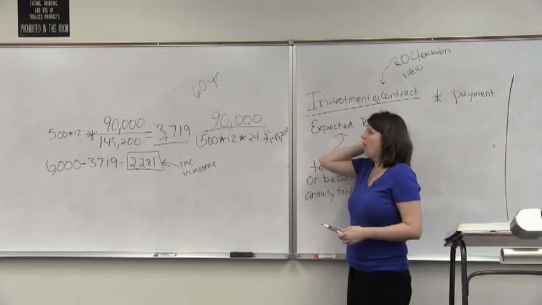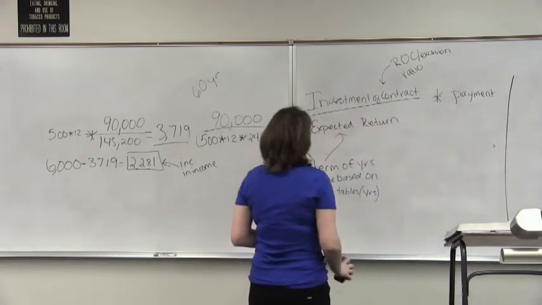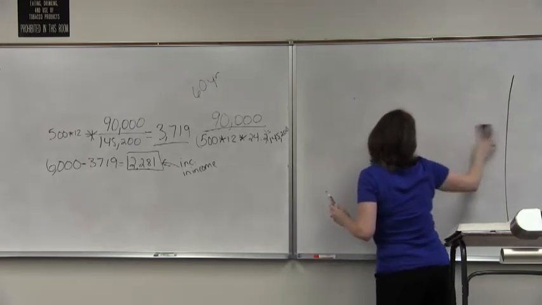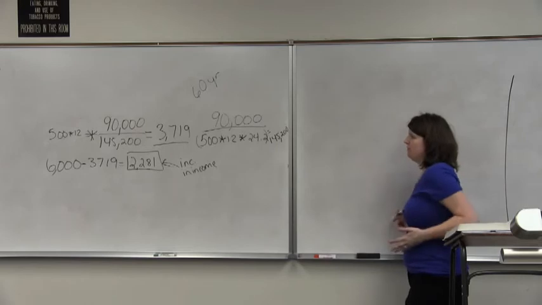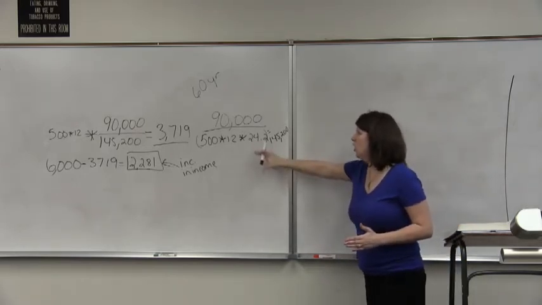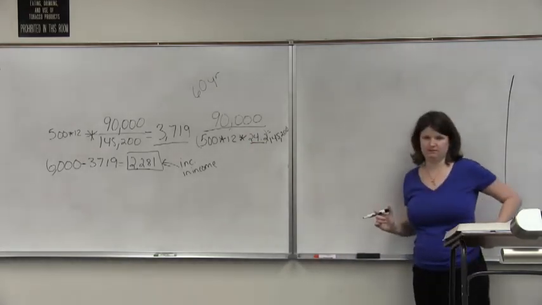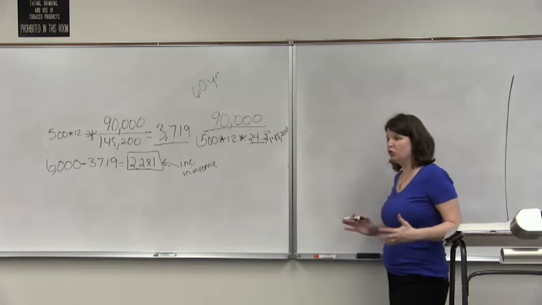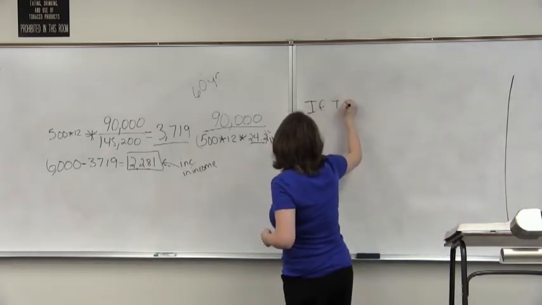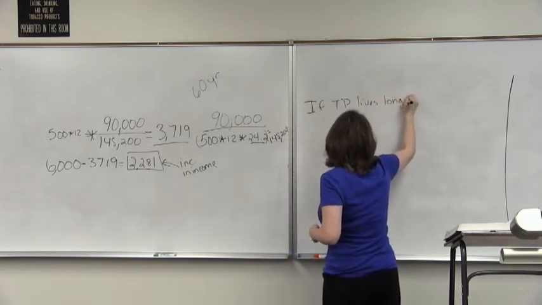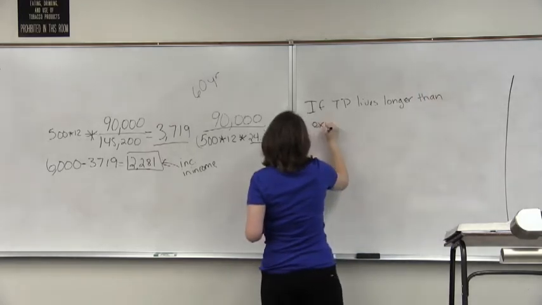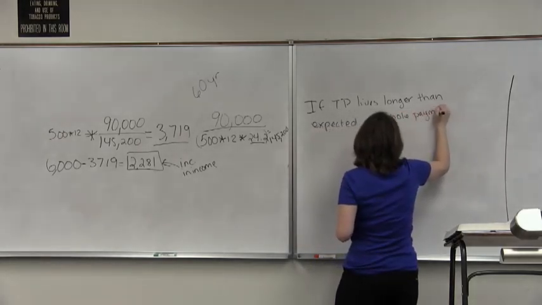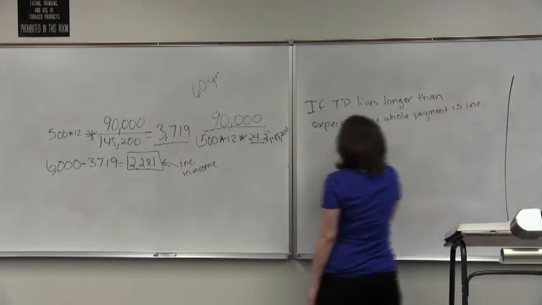Now, there are two other situations that I want you to know about when it comes to annuities. What happens if the taxpayer lives longer than her estimated life expectancy? What happens? Well, then all of it is included in income. So if the taxpayer lives longer than expected, the whole payment is included in income.